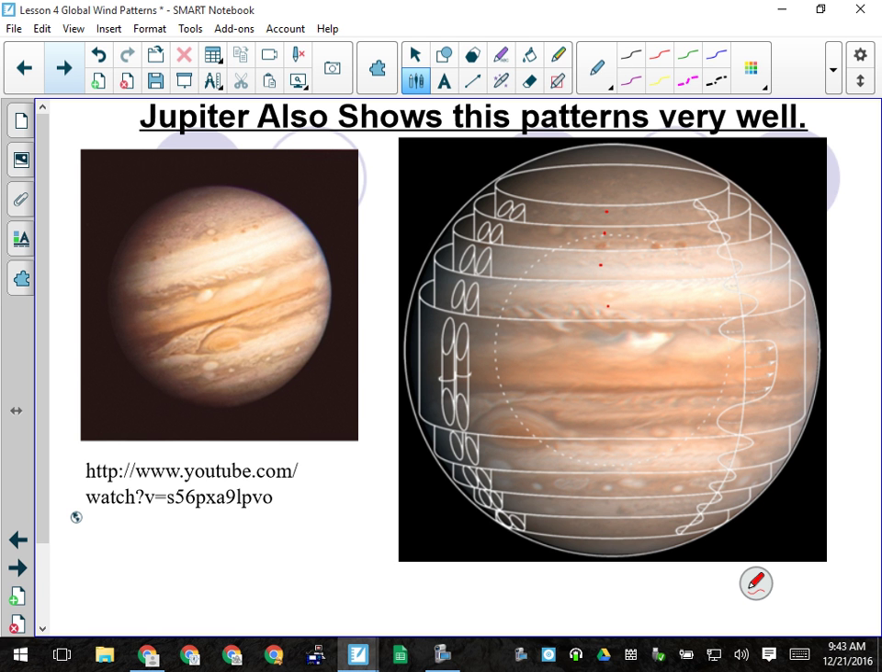And you can actually see the air moving away from the poles. Everybody with me there? I'm going to show you a video here because you can actually see the movement on Jupiter of the winds going opposite directions, because you can see the gases moving past each other.